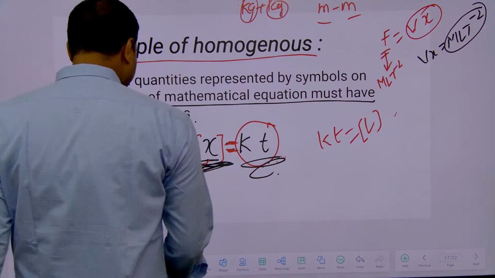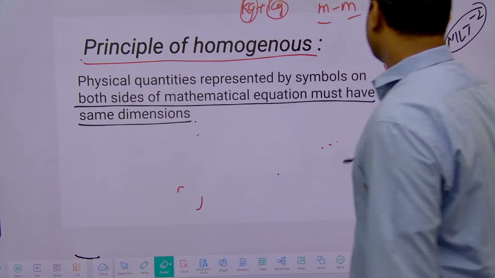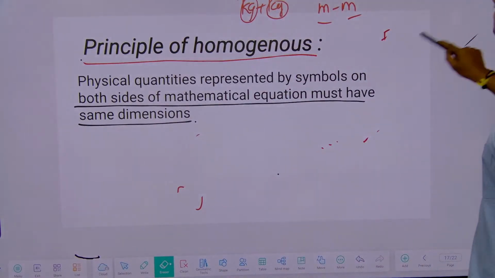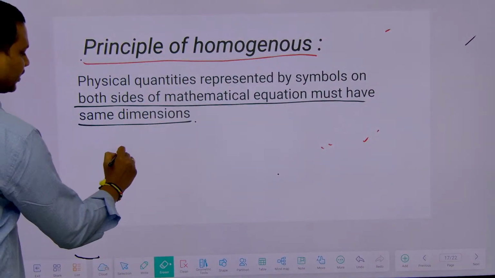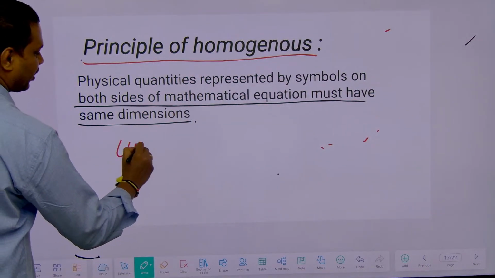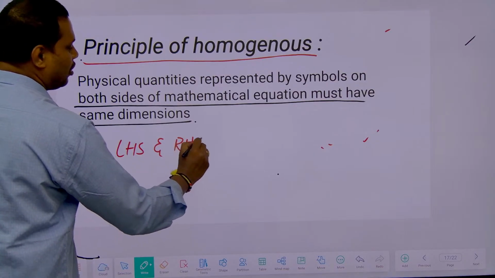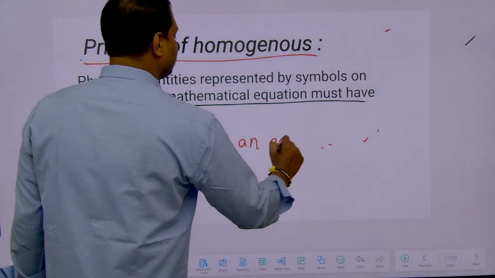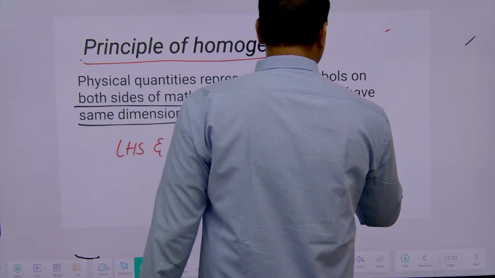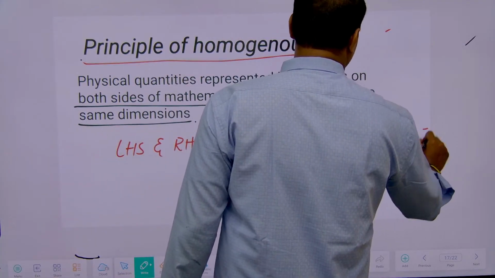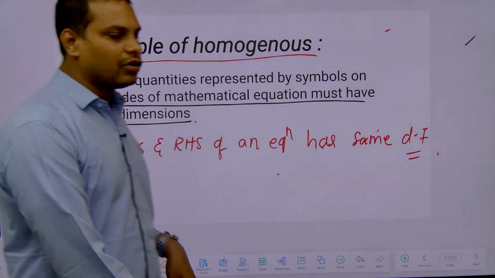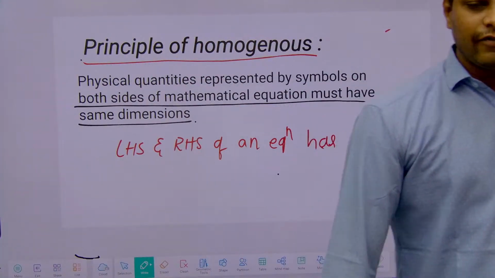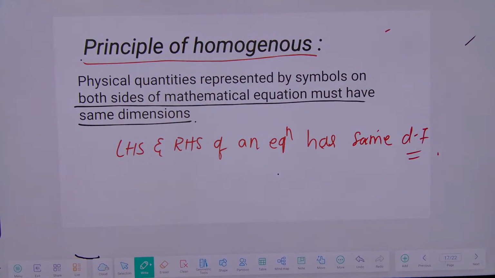So our left hand side and right hand side of the equation must have the same dimensional formula. Okay, you can write like this also: left hand side and right hand side of an equation have the same dimensional formula. Keep this in mind. Okay, based on this we have some problems. Today we'll do the problems on this principle of homogeneity. Monday we'll finish off this chapter. Okay, shall I move?